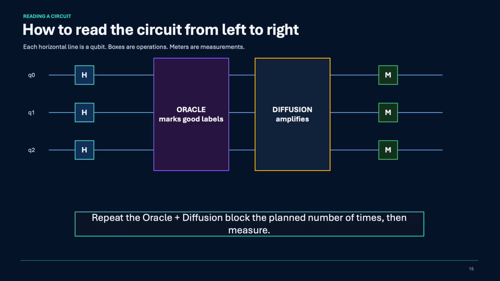The oracle and diffusion blocks may repeat. Finally, the meter symbols represent measurement, the point at which the quantum part of our story ends and we receive ordinary classical bits. This is important. A quantum computer must eventually give us a classical result that a human or conventional computer can use. Maya's strange journey through waves, phase, and interference must ultimately end with something simpler, a door number.